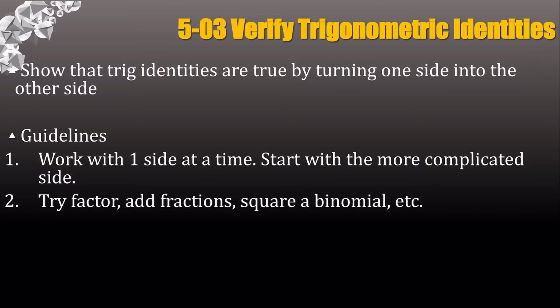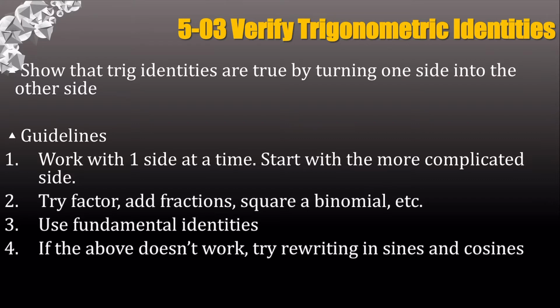And then you try to factor, add fractions, square a binomial, etc. Try using fundamental identities. If none of that works, try writing the whole thing in just sines and cosines. And last of all, try something. If you just sit there and stare at it, nothing's going to happen. You're not going to get it. You need to try something.